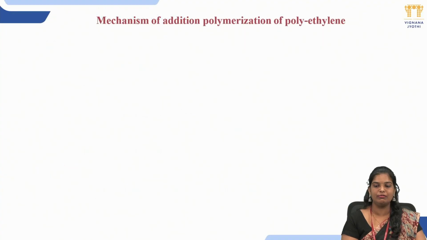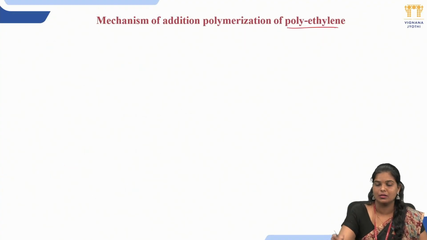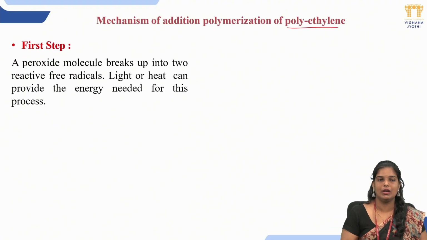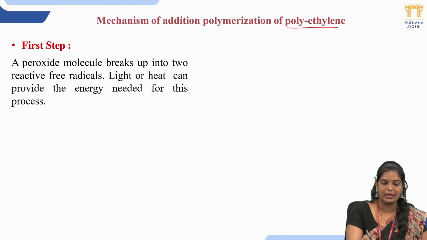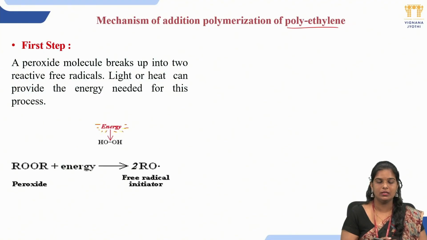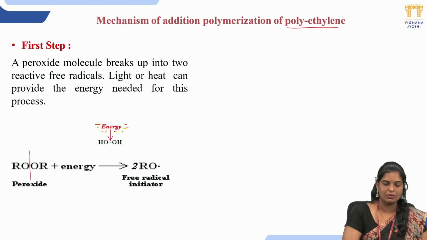Now let us take an example, polyethylene. We know that ethylene is CH2 double bond CH2. A peroxide molecule, which we took as an initiator, breaks down into two free radicals. How does it break down? With light or heat. When light or heat, high energy, is given, the ROOR bond is broken and we get peroxide free radicals.